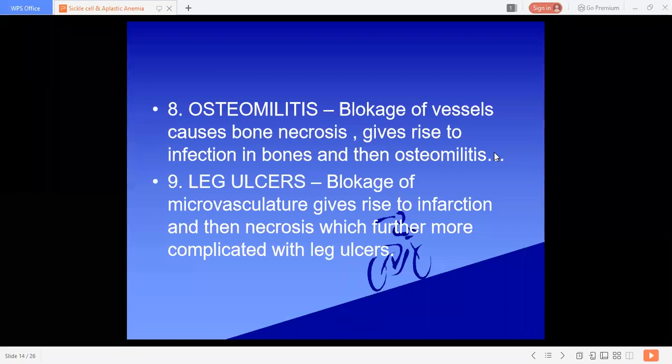You can interrupt. Okay. So, leg ulcers are due to blockage of the macrovasculature. It again gives rise to the same pathology. Because of blockage, it gives rise to infarction and necrosis. Further, this necrosed area may get converted into crater-like lesions. We call them ulcers. So, leg ulcers get developed.